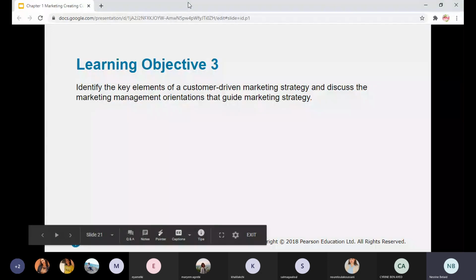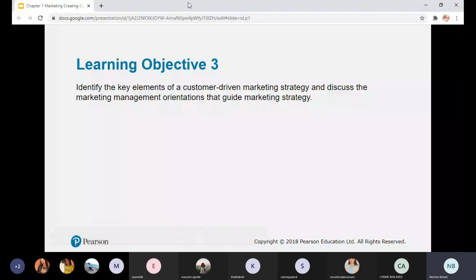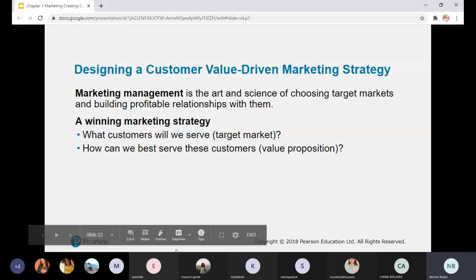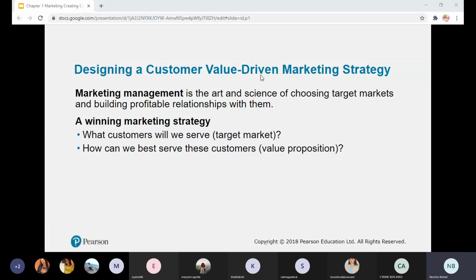Okay. So, learning objective number 3. Designing a customer value-driven marketing strategy is really important in marketing. Marketing management is the art and science of choosing target markets and building profitable relationships with them.